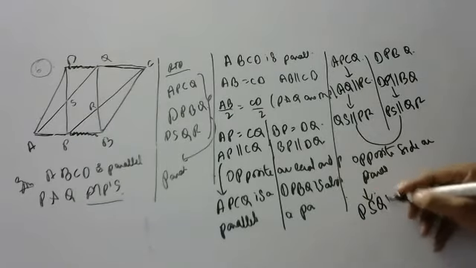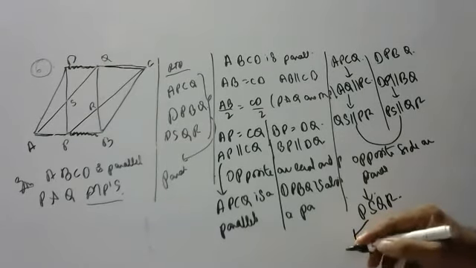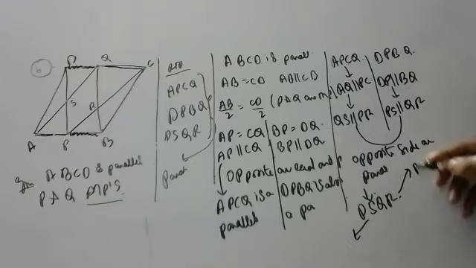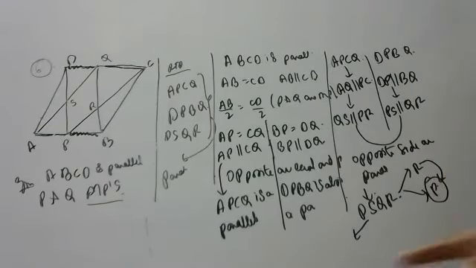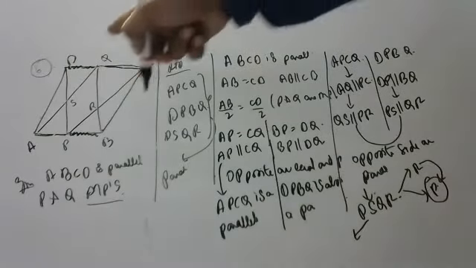PQRS can be a rhombus or it can be a parallelogram. But all rhombuses are parallelograms only, so I can say parallelogram. But all parallelograms are not rhombuses. If I want to prove it as a rhombus, again I have to show that all sides are equal.